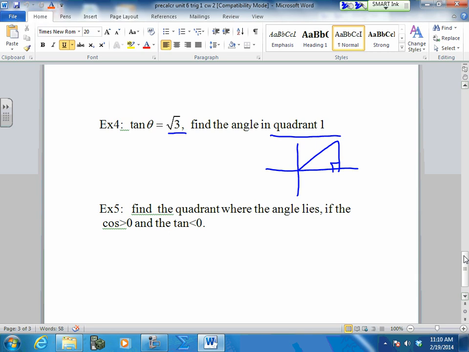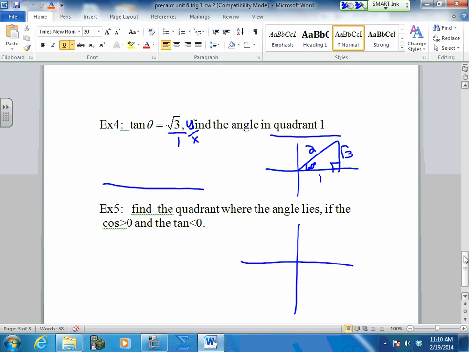Tangent is which pieces? X, Y, in terms of X and Y. It's Y over X. So my Y is radical 3. My X is 1. What's my hypotenuse? Yeah, you do. 2. It's a special triangle. What's this angle? 60. Good. Can you find all the pieces? Good. Now, last one. Watch.